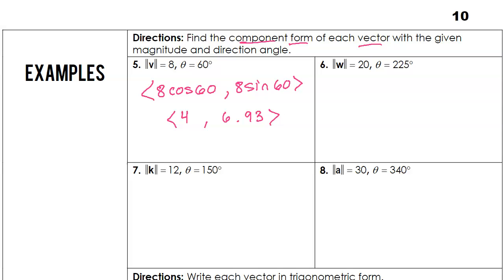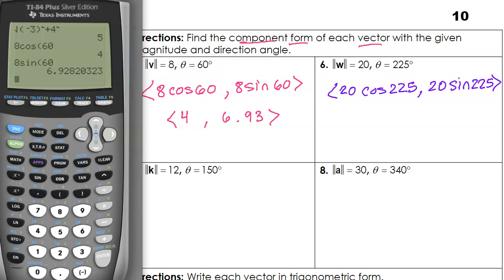Would you like me to do another one? One more. So same thing, we're given the magnitude and the direction angle. All we have to do is take the magnitude and multiply it by cosine of the angle to get the x value. And then you take the magnitude and multiply it by the sine of the angle to get your y value or b value.